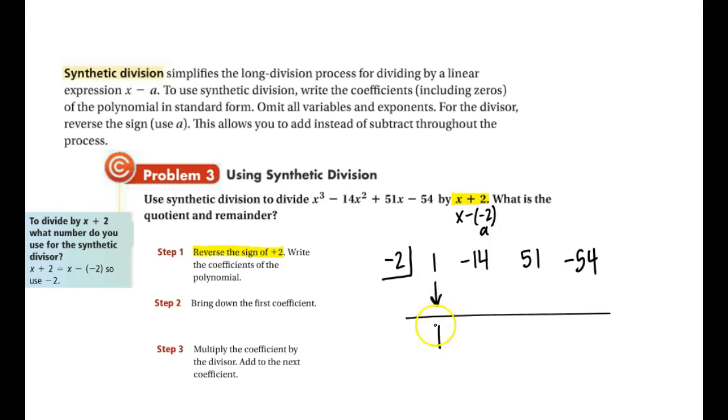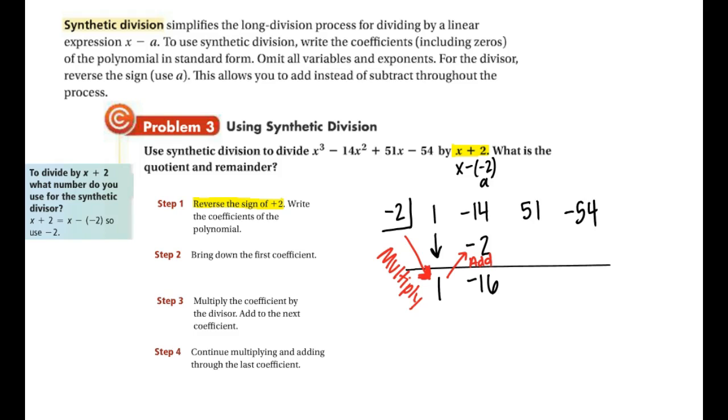Now we're going to multiply the coefficient 1 by the divisor negative 2. When you multiply those two numbers, you get negative 2. So write that in this blank space here. And then we're going to add to get the next coefficient. So we get negative 16. So we're going to be doing a multiplying and adding pattern until we get to the last coefficient. So now we're going to multiply negative 2 and negative 16. That gives us positive 32. And then add 51 and 32. And that gives us 83.